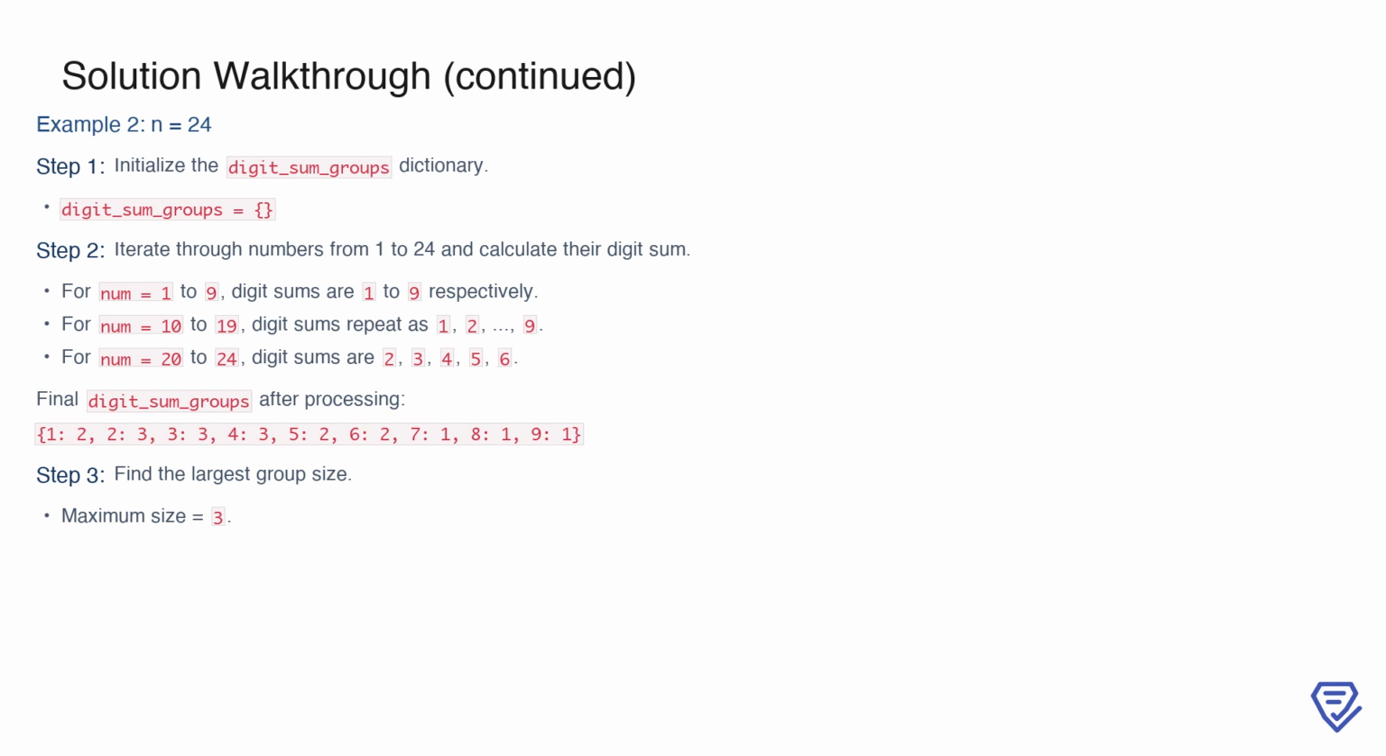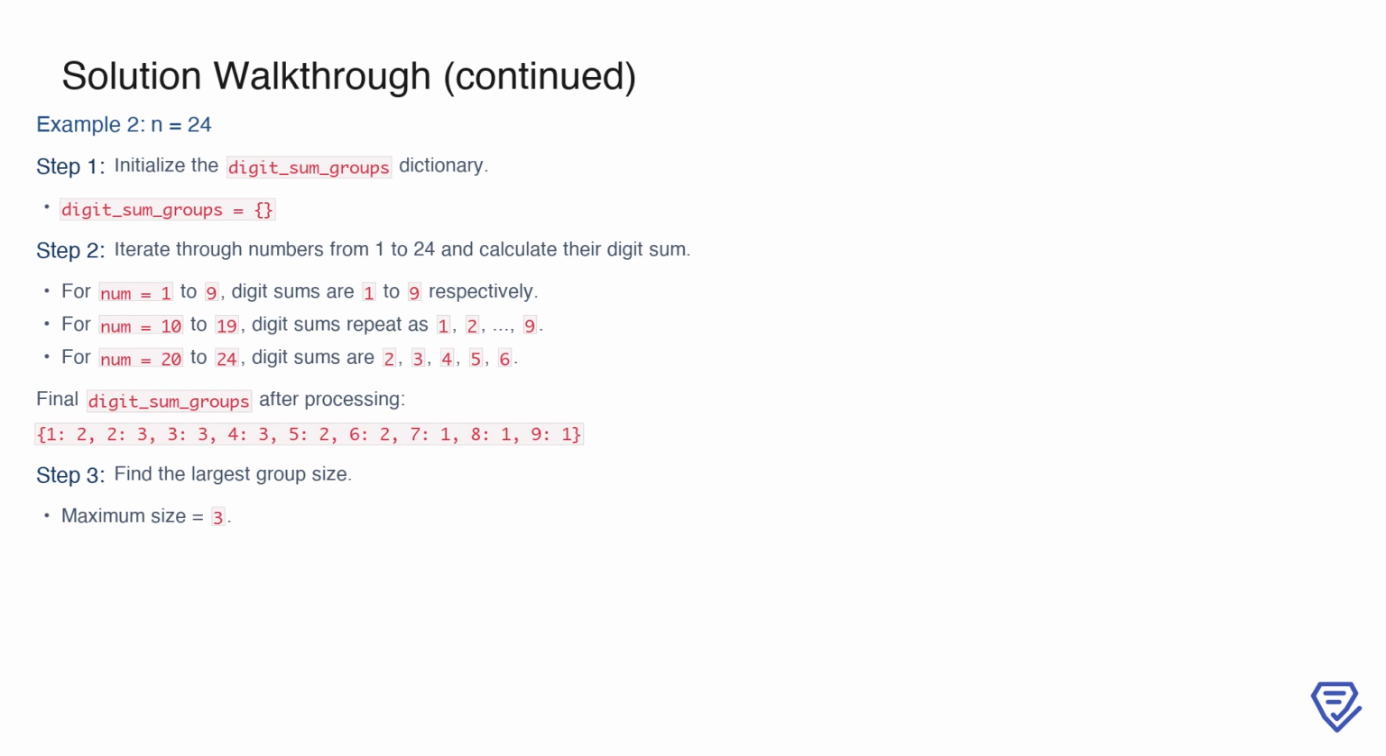For numbers 10 through 19, their digit sums repeat as 1, 2, 3, and so on, up to 9 again. For example, the digit sum of 10 is 1, 11 is 2, and so forth. Finally, for numbers 20 through 24, their digit sums are 2, 3, 4, 5, and 6 respectively. After processing all numbers, the dictionary captures the frequency of each digit sum. The final state of the dictionary is 1, 2, 2, 3, 3, 3, 4, 3, 5, 2, 6, 2, 7, 1, 8, 1, 9, 1.